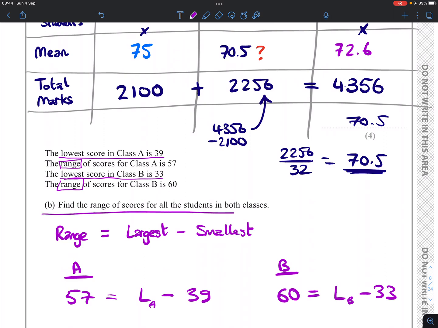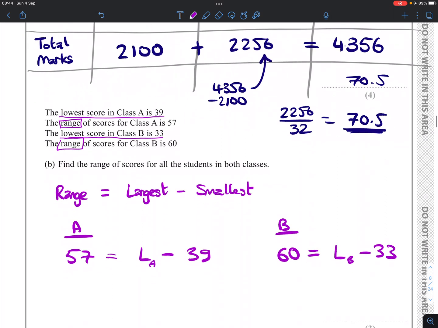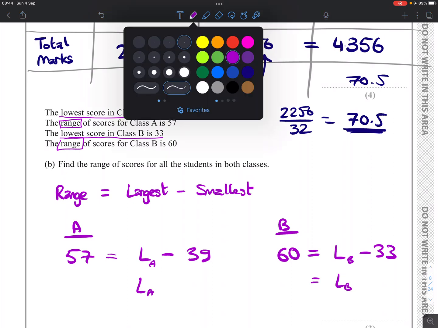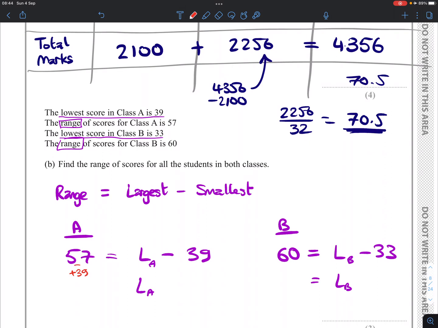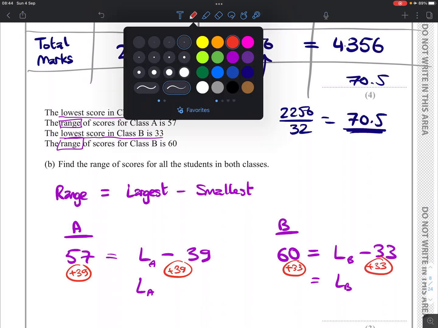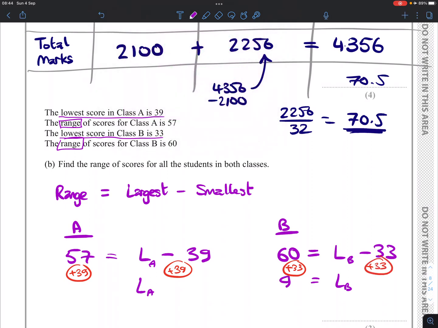The question itself then is asking us to find the range of scores for all students in both classes. So if we solve both of these equations in order to figure out what our largest value is in each of them, we're going to add 39 to both sides for this equation, and we're going to add 33 to both sides for this equation, meaning the largest value in group B is 93, and the largest value in group A is 96.